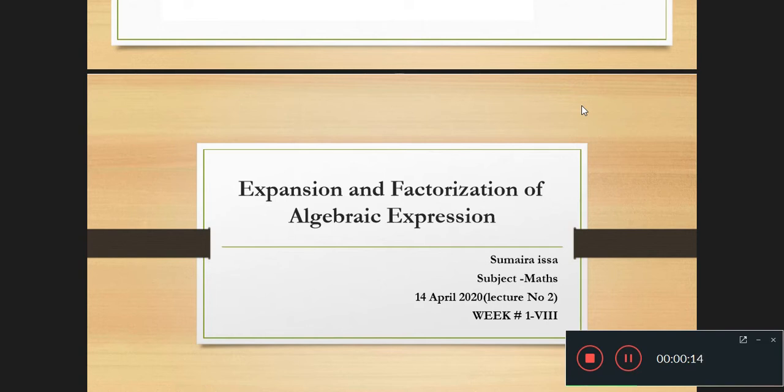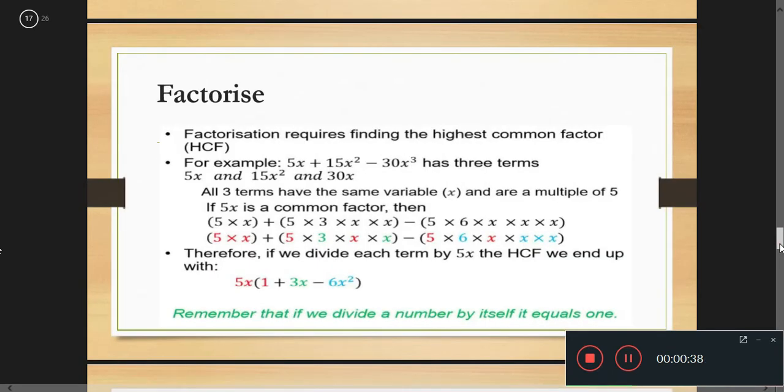In the previous lecture, we discussed the basic concept of expansion and factorization of algebraic expressions. Today in this lecture, we are going to discuss factorization and expansion. So, what is factorization? In mathematics, factorization consists of writing a number or another mathematical object as a product of several factors, usually smaller or simpler objects of the same kind. Or you can say that factorization requires finding the highest common factor, HCF.